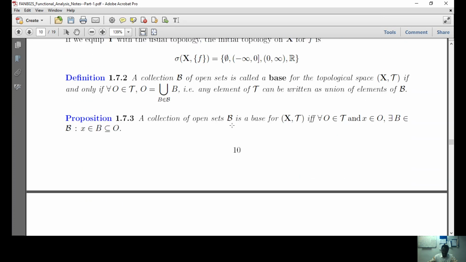A collection of open sets B is a base for the topological space (X, T) if and only if for any O in the topology, and any x in O, we can find an element of the base containing x and contained in O. So this one now you can prove. It's if and only if, so we have to prove both directions.